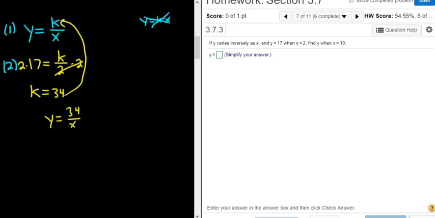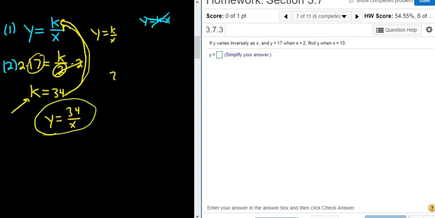So recap. Step 1, we wrote down y equals k over x. That was the first step, right? Because y varies inversely. Inversely means you divide. Step 2, we plugged in the numbers. We plugged in 17 for the y and 2 for the x. We solved for k. Then we took the 34, we plugged it back in, and we got this. So now we're here. Step 3 is to finish.